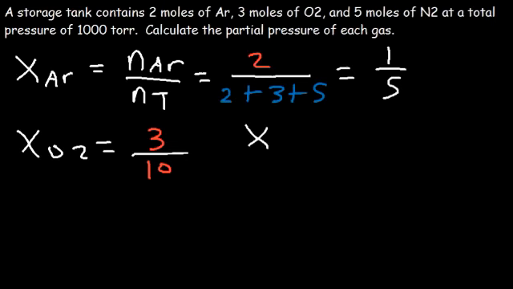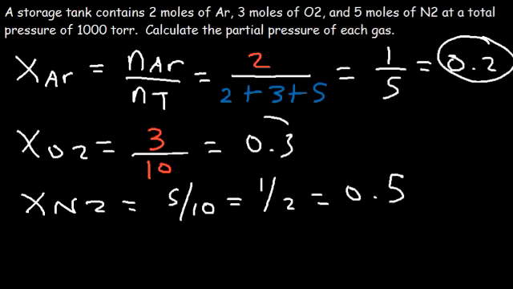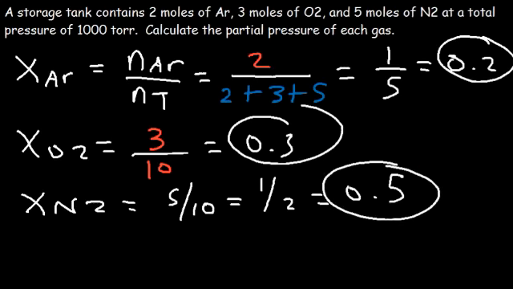The mole fraction of N2 is, let me convert this into a decimal. So for argon, 1 over 5 is 0.2. For O2, 3 over 10 is 0.3. And for N2, it's going to be 5 over 10, which is 1/2, and that's 0.5. So that's the mole fraction of each gas. If you add these 3 numbers, the total mole fraction is equal to 1. 0.2 plus 0.3 plus 0.5 is 1.